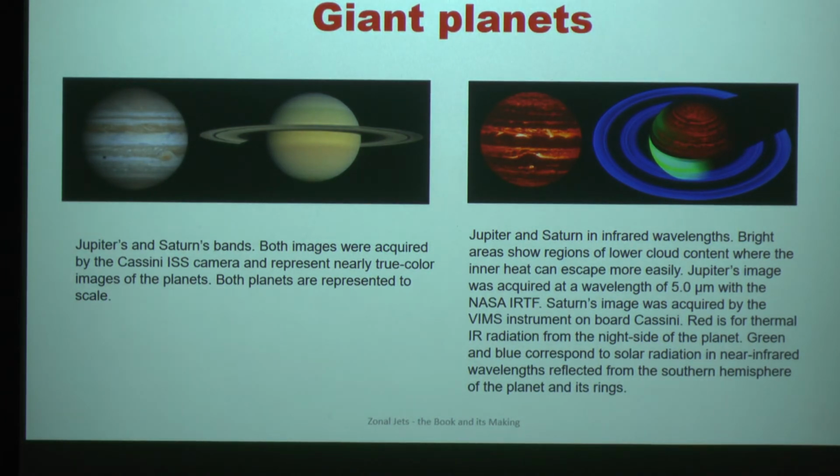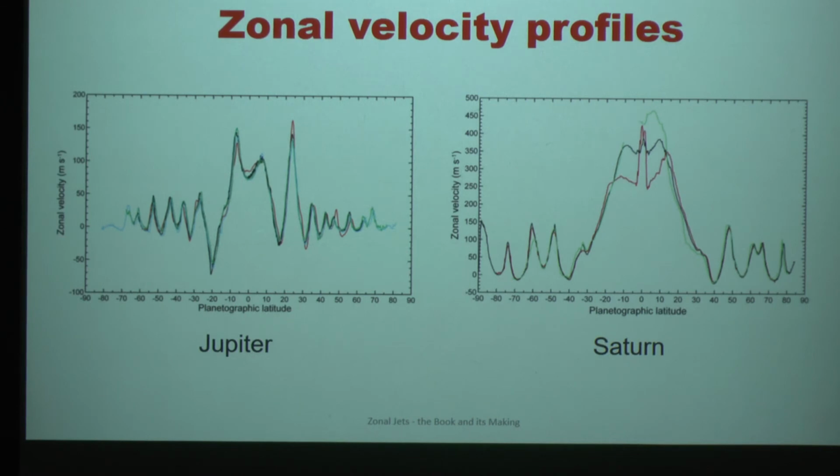Now, the gas giants, we have 4 of them. We have Jupiter, Saturn. The 2 images of Jupiter, we have some analysis of it. This is normal light, and this is infrared. So in infrared, they look really very different, spectacular. There is a zonal velocity profile. You see that they're very large.